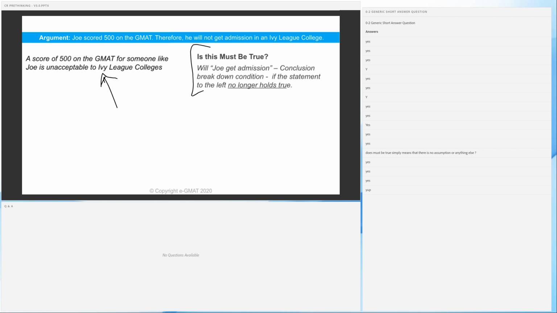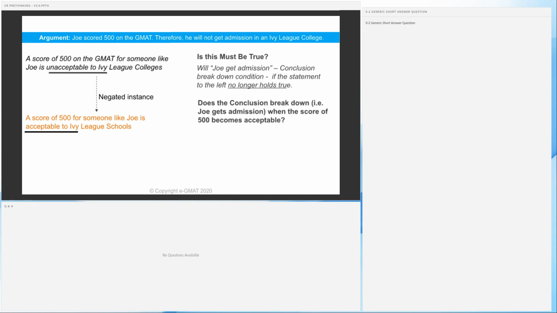Or in other words, will Joe get admission if this information is no longer true? Now, listen to this carefully. If the information on the left is no longer true, what it means automatically is that its negated version becomes true. So if we say this information is no longer true, then by definition its negated version becomes true, which means a score of 500 on the GMAT becomes acceptable to Ivy League schools. So what happens if this happens?